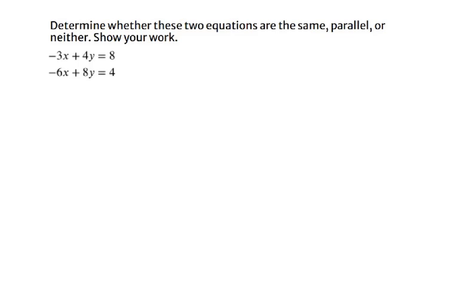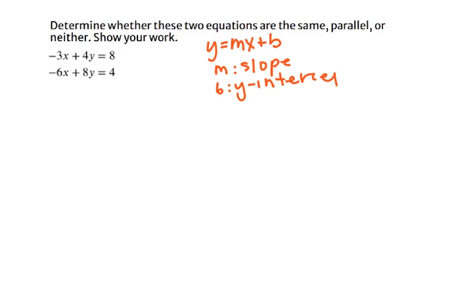We need to determine whether these two equations are the same equation, whether they are parallel lines, or whether they are neither. So to figure out whether these lines are parallel or the same, we need to write these two lines in slope-intercept form. Slope-intercept form is y equals mx plus b, where m is the slope and b is the y-intercept.